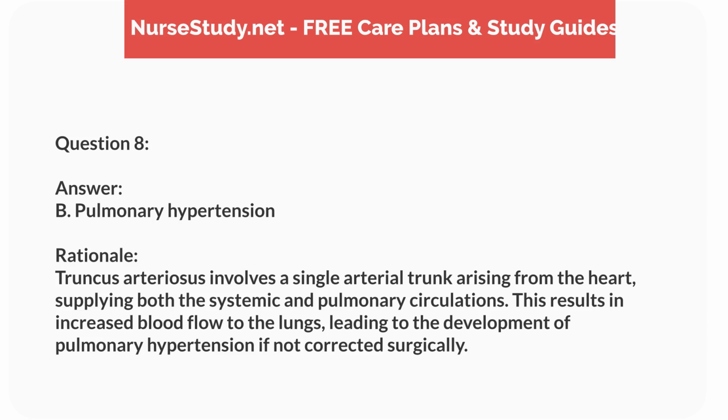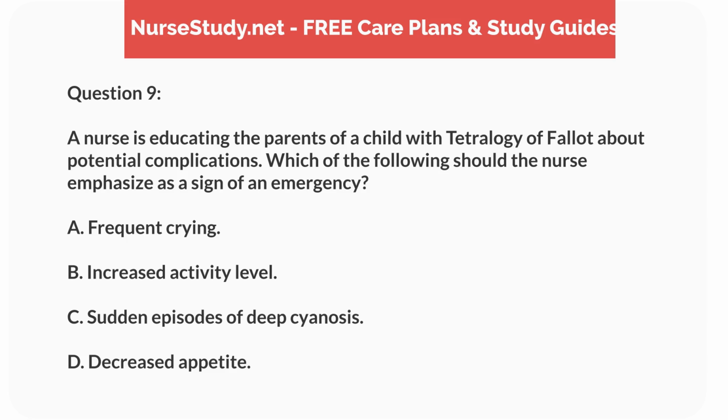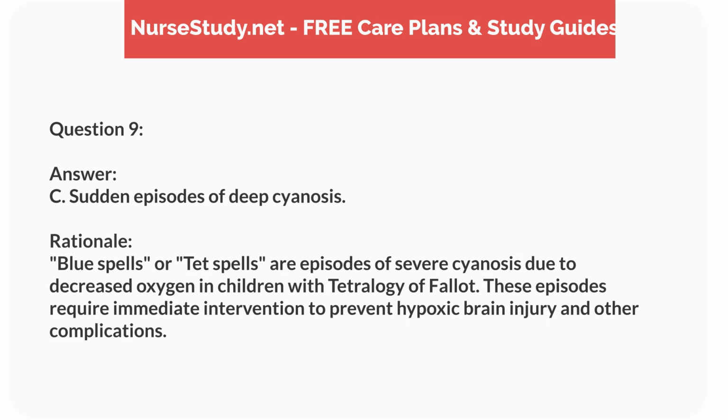surgically. Question 9. A nurse is educating the parents of a child with Tetralogy of Fallot about potential complications. Which of the following should the nurse emphasize as a sign of an emergency? A. Frequent crying. B. Increased activity level. C. Sudden episodes of deep cyanosis. D. Decreased appetite. Answer: C.